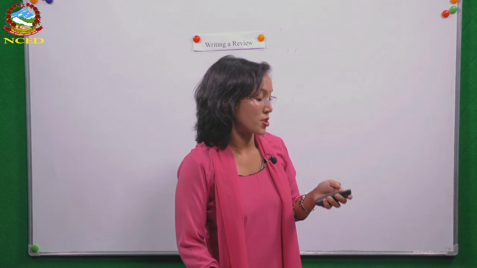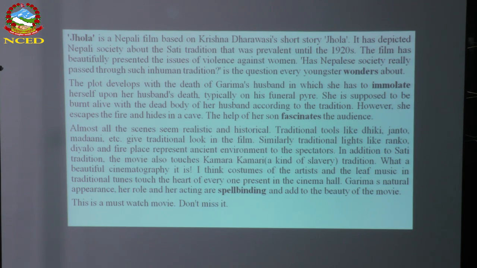Now next, in the third paragraph, what did we mention? Almost all the scenes seem realistic and historical. Traditional tools like dhiki, jato, madani, etc. give a traditional look in the film. Similarly, traditional lights like rako, dialo, fireplace represent an ancient environment to the spectators, to the viewers. Is that clear? In addition to the Sati tradition, the movie also touches on Kamara Kamari, a kind of slavery tradition. What a beautiful cinematography, a technique of motion picture photography.